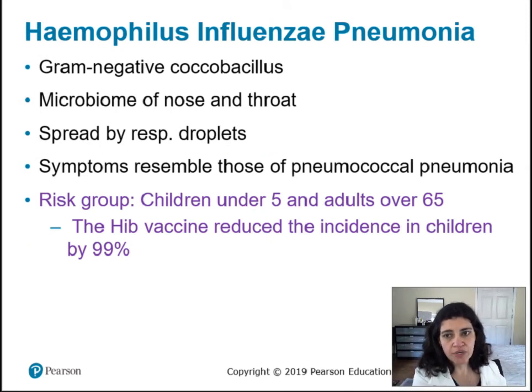Haemophilus influenzae pneumonia. So this is another type of pneumonia. The microbiome of the nose and throat contain Haemophilus influenzae, so they can already be there and just start to overgrow, or you can get them from somebody else that is a carrier by respiratory droplets. The symptoms are similar to the ones with pneumococcal pneumonia, and the risk group here are children under 5, adults over 16. The Hib vaccine can reduce the incidence in children by 99%. Okay, so super important to vaccinate.